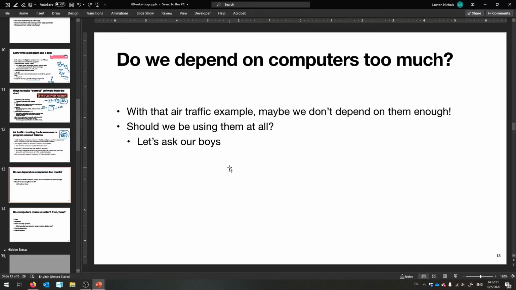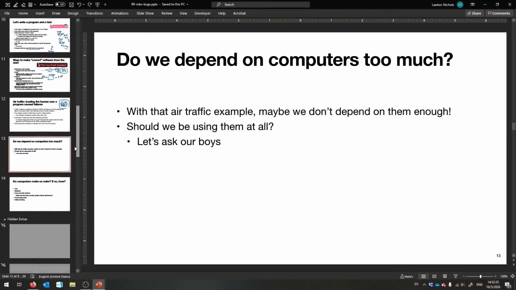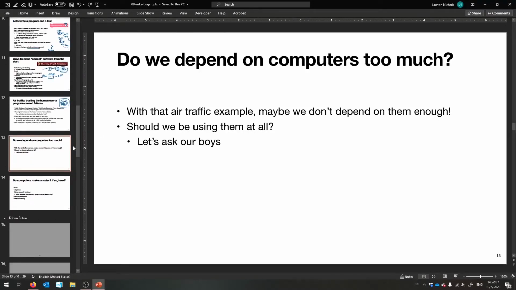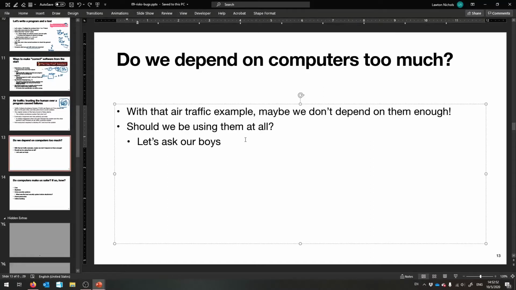Okay. With all of this, all these slides, we've talked about issues. And one of the easiest solutions is just rip the computer out of the wall. We don't need that, right? Maybe we depend on computers way too much. Well, should we just stop using them? What's the point of them? Is it a good idea to use computers for all these things that are running our lives and in control of our safety? So let's ask our boys.